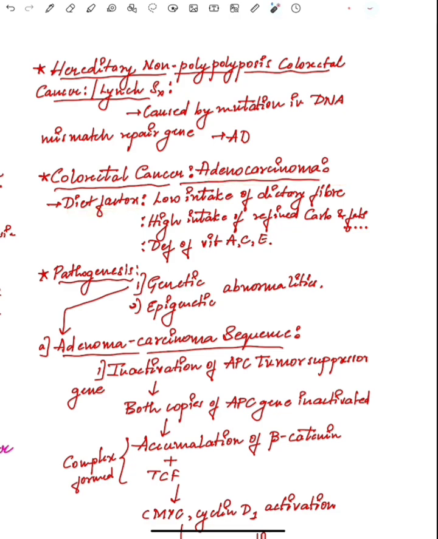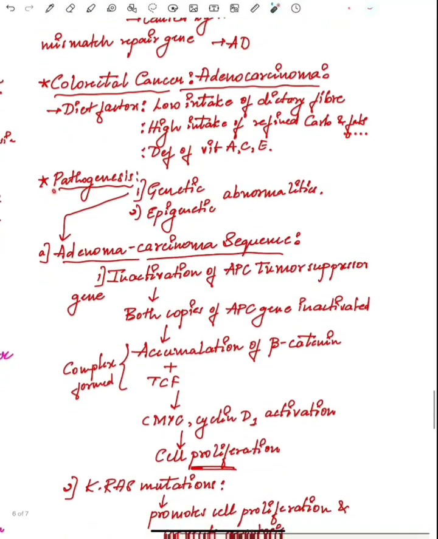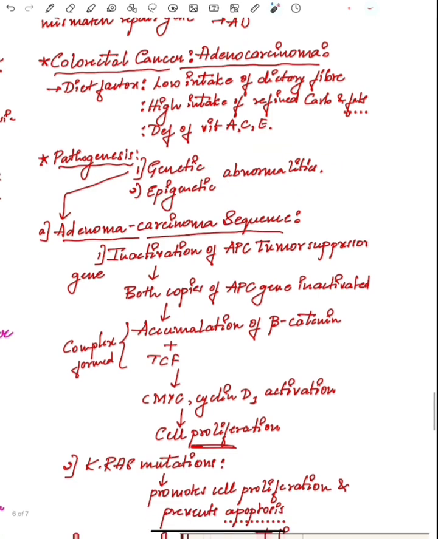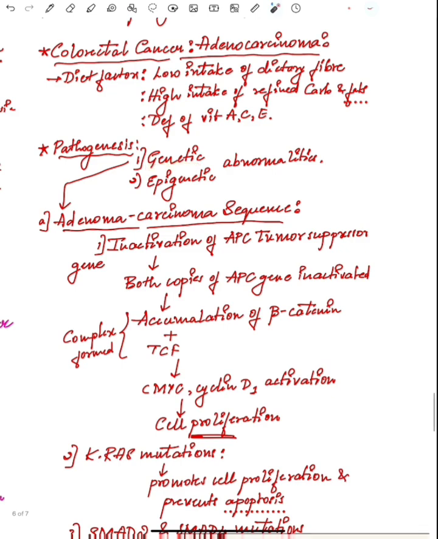Dietary factors for this colorectal cancer are low intake of dietary fibers, high intake of refined carbs and fats, and deficiency of vitamin A, vitamin E, vitamin C. Coming to the pathogenesis of this colorectal cancer, it may be of two types, that is genetic and epigenetic abnormalities. In genetic, we can see two types, that is the adenoma carcinoma sequence.